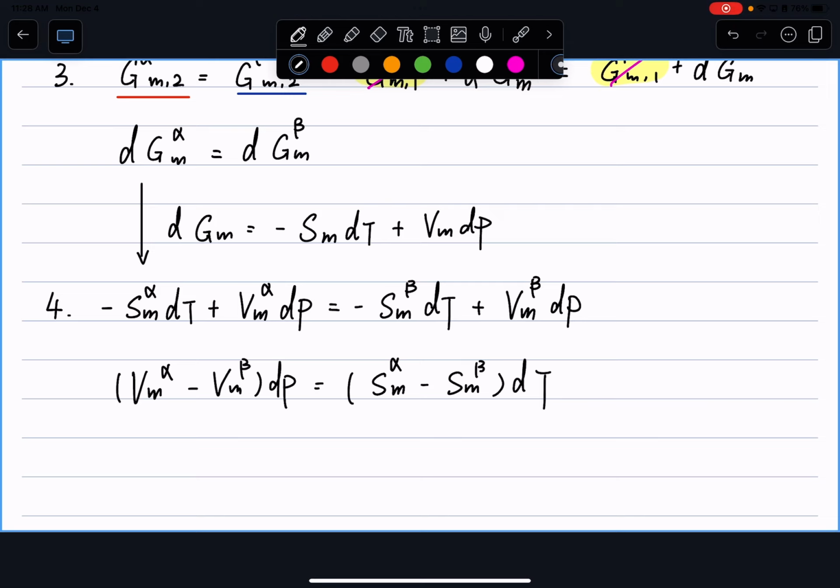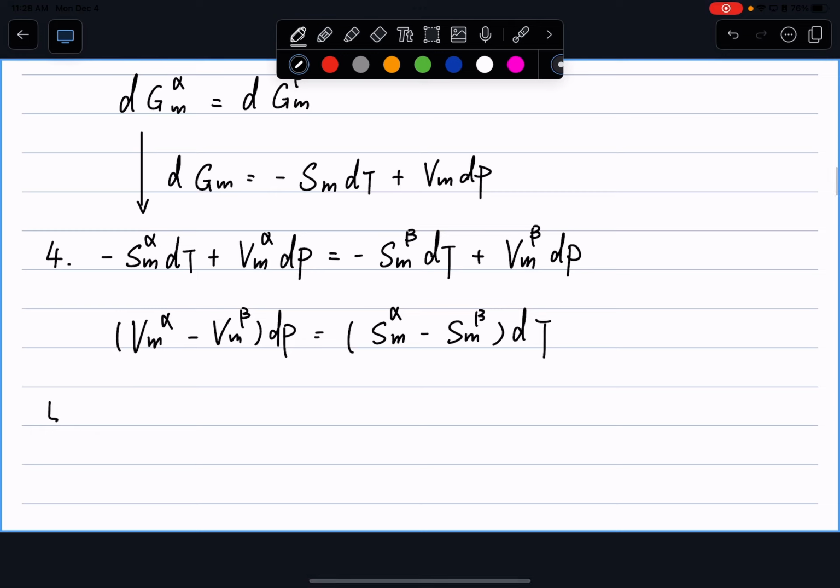The next step, obviously, is moving the terms. So we have dP over dT equals the molar entropy of alpha minus the molar entropy of beta, over the molar volume of alpha minus the molar volume of beta.